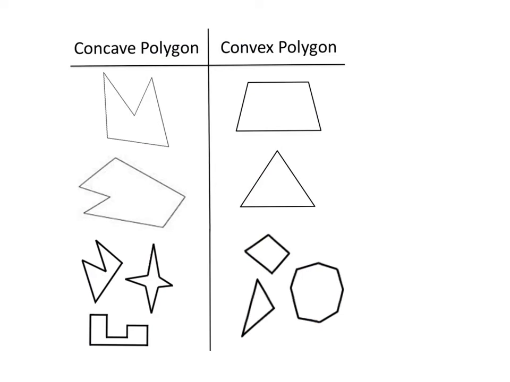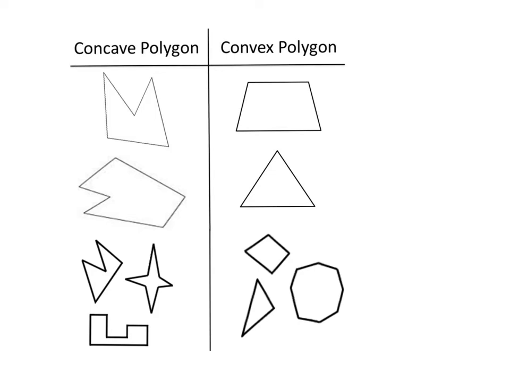Another way that we can classify polygons is to call them concave polygons or convex polygons. So I've got another figure that shows you some concave polygons and then some convex polygons. So you might take a moment and pause the video to look at this picture and see if you can come up with your own explanation for how these are sorted.